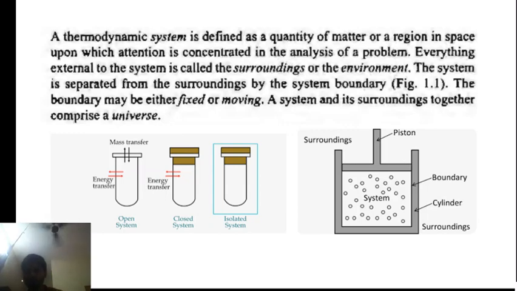Now come to the second point. The second point is what are the different types of system available for study purposes. The first is the open system, the second is the closed system, and the third is the isolated system. Now see, what is going on in the case of an open system? As you can see from the figure, in the case of an open system, this is opened.